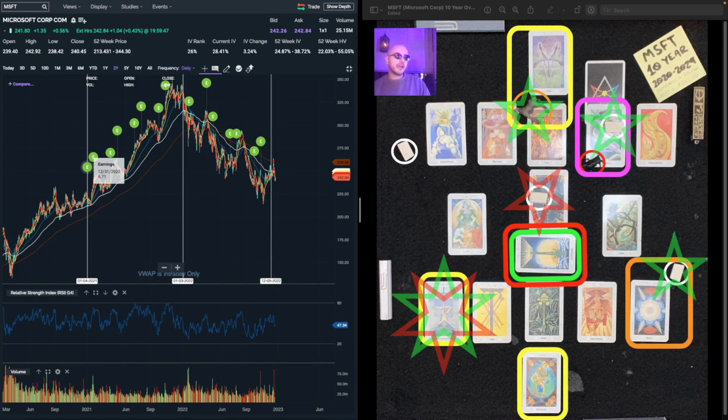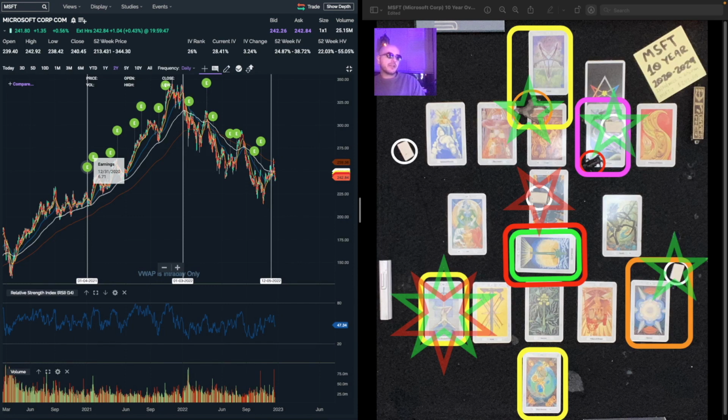Is Microsoft's highest price level of the 10-year period 2020 through 2029 taking place in 2025? Yes.